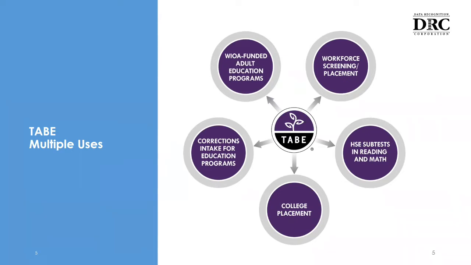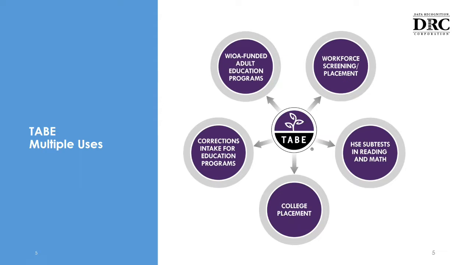There are companies like the Jim Beam Distillery in Kentucky or the Dow Chemical Factories in South Carolina that use TABE as a hiring tool into several positions. A lot of those companies work with local colleges or local providers, local workforce centers to assess potential employees. So they're not directly TABE customers, but they are using TABE in a workforce setting.